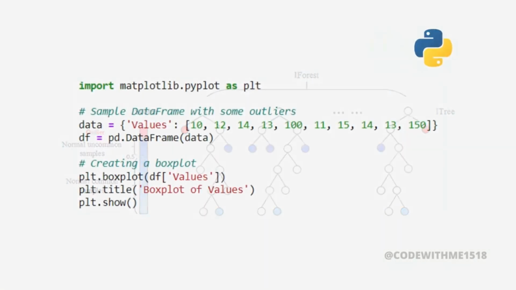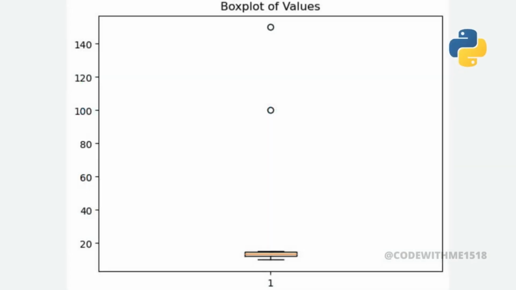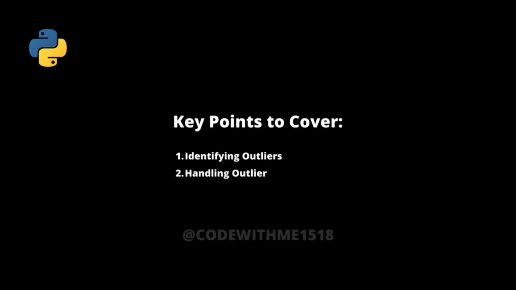In this box plot, the points that fall outside the whiskers are considered outliers. Depending on your analysis goals, you might want to investigate these outliers further, remove them, or apply a transformation. Key points: identifying outliers. Use visual tools like box plots to identify outliers in your dataset. Handling outliers. Discuss strategies for dealing with outliers, such as removal, transformation, or separate analysis.